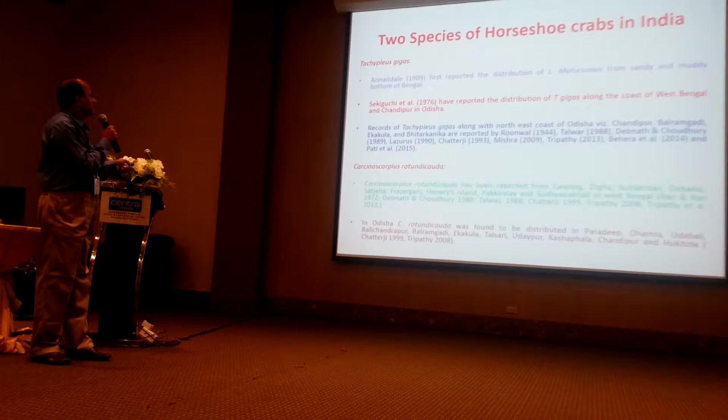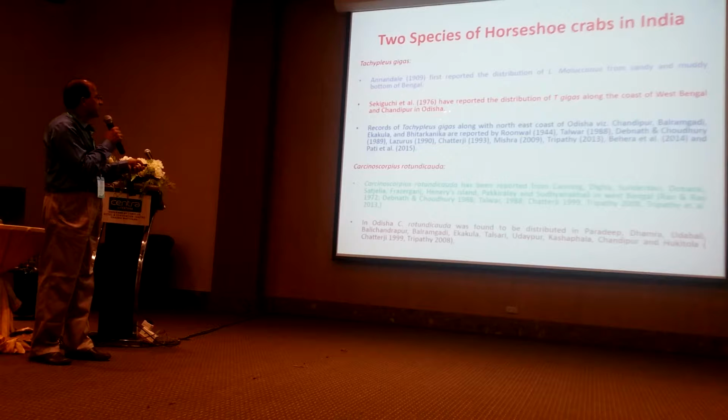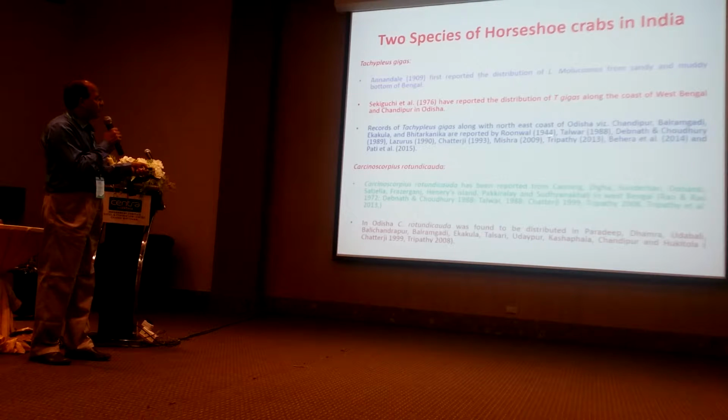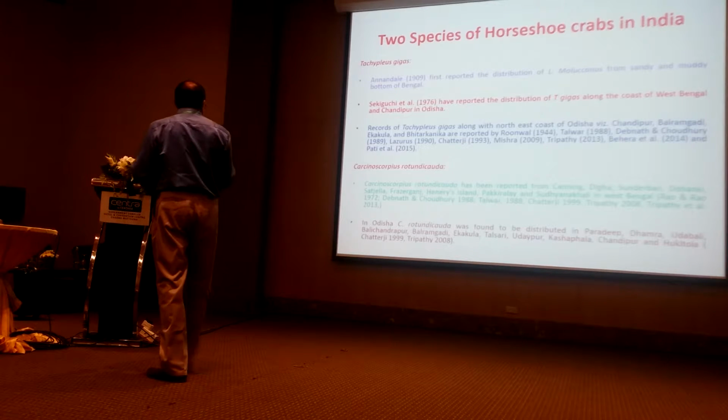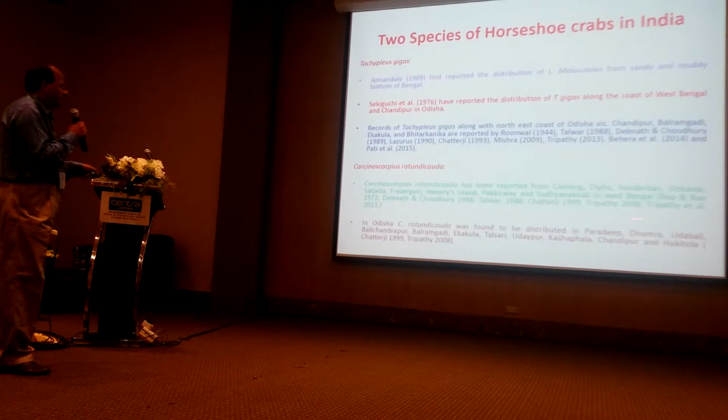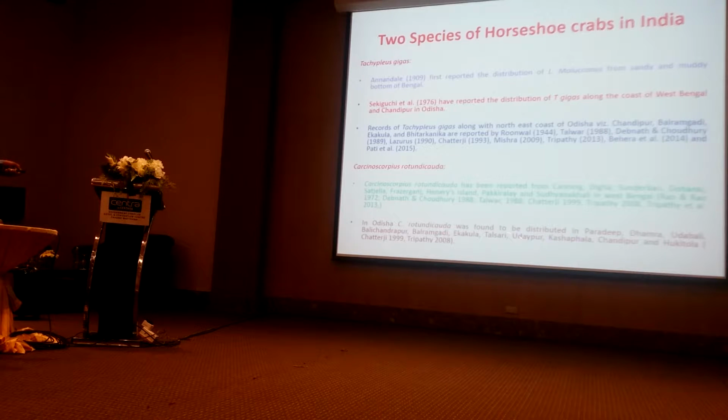Tachypleus gigas was first reported with distribution in the Moluccas and the sandy and muddy bottom of Bengal. Sekiguchi reported the distribution of T. gigas along the coast of West Bengal and Chandipur, Odisha. Records of T. gigas along the northeastern coast of Odisha, Chandipur, Balramgadi, Ekakula, Kanika, were reported by Runwal, Talwar, Devnath. Carcinoscorpius rotundicauda has been reported from Canning, Digha, Sundarban, mostly the Sundarban area of West Bengal. In Odisha, it is Paradip, Dhamra, Udabali, Balisundrapur, Balramgadi, Ekakula, Talsari, Udaipur. But these are very, very limited studies.